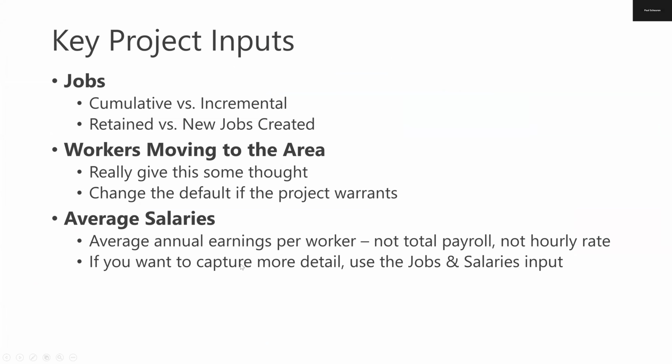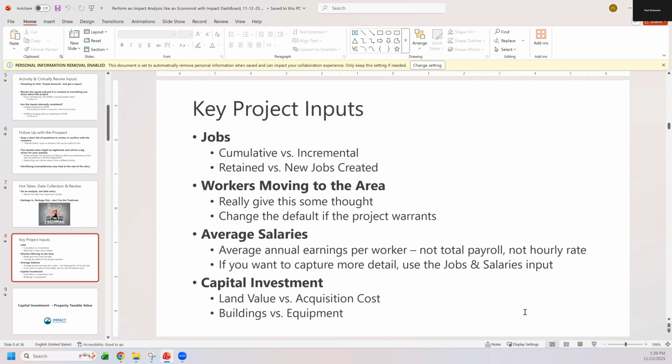The average salaries: the two things here are, we're asking for the average annual salary per worker. So like $70,000 or whatever the average worker makes. We're not asking for the total payroll and we're not asking for the hourly rate. Maybe that's what we get from a prospect, but when we review it, we'll need to go in there and make some adjustments.